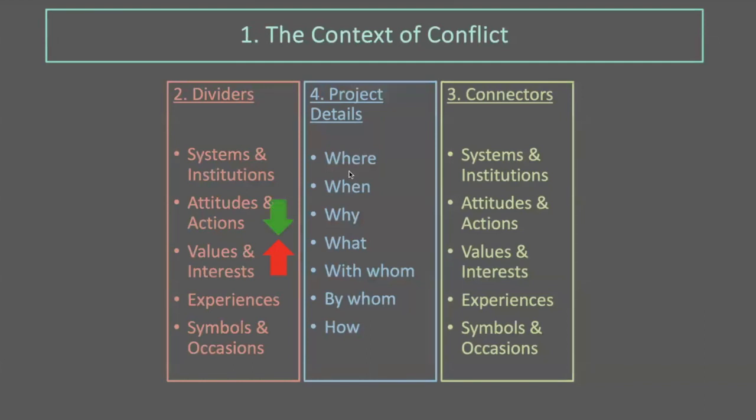You would also look at in how far your project details will weaken dividers, and that would be a positive impact. So this is something to then work on and to strengthen. And on the other side, you would look at how your project would increase connectors. Again, that is positive impact that we want to reinforce. And also at how your work might weaken connectors. That would again be negative unintended impact that we want to avoid.